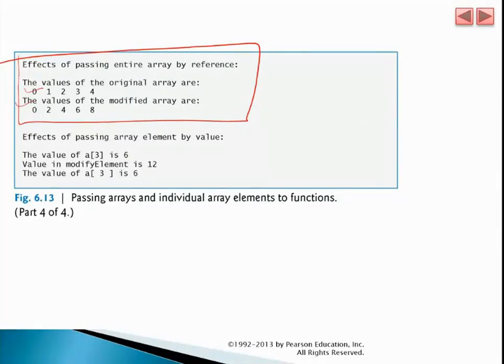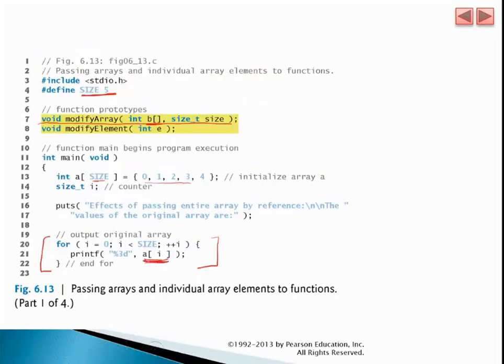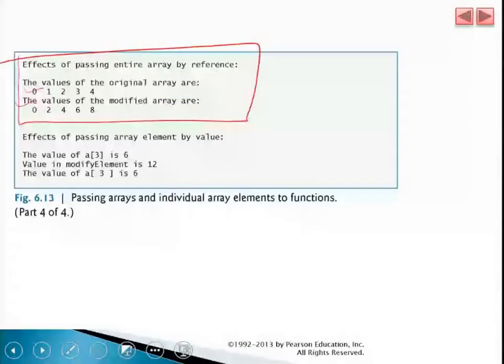In each of these printing lines, if you notice, we are printing A. Before calling the modify array function, we are printing A, and after calling the modify array, we are again printing A. And in both the printings, you can see the difference in the output. And why is this difference there? Because the modify array function has actually changed the value of the original array.